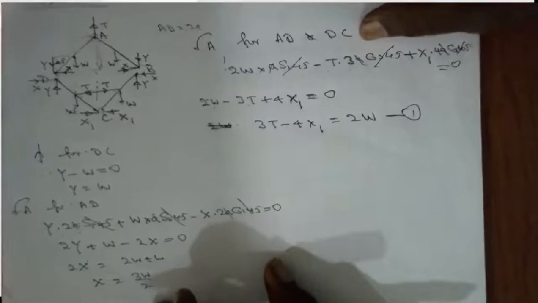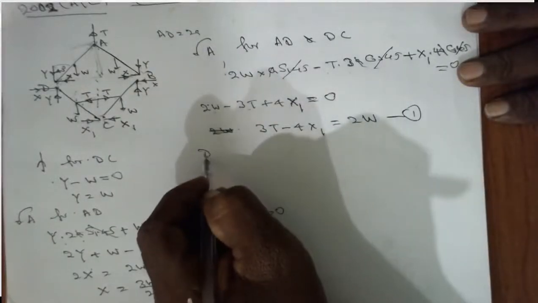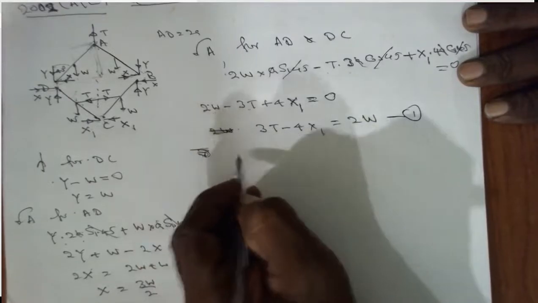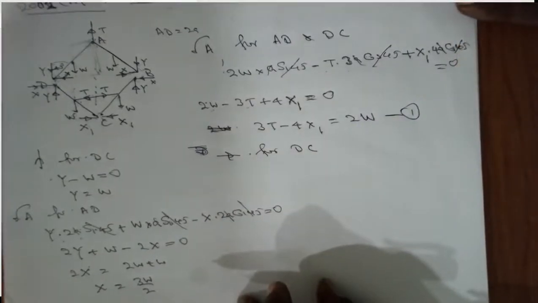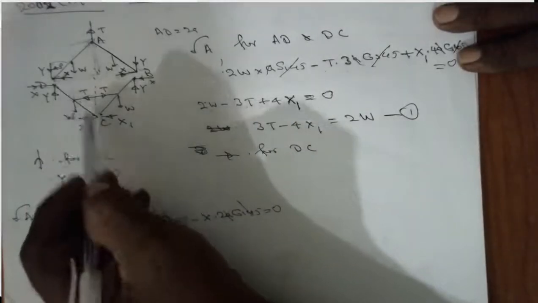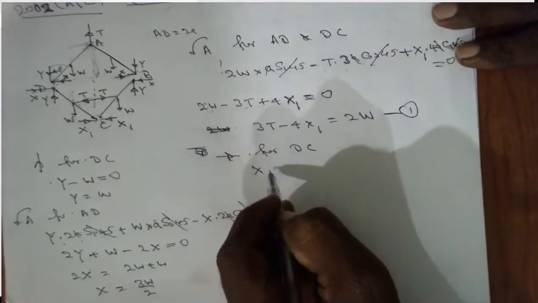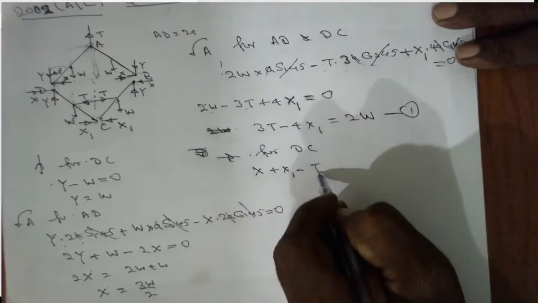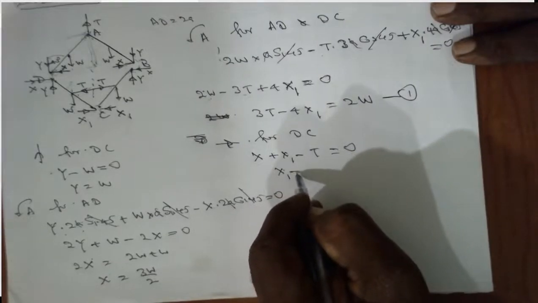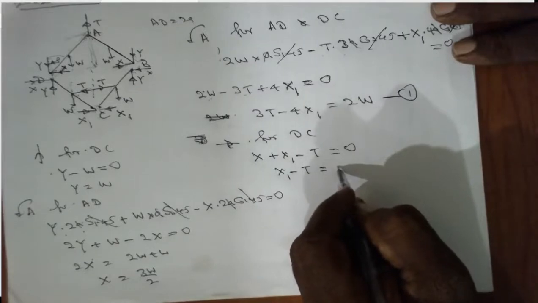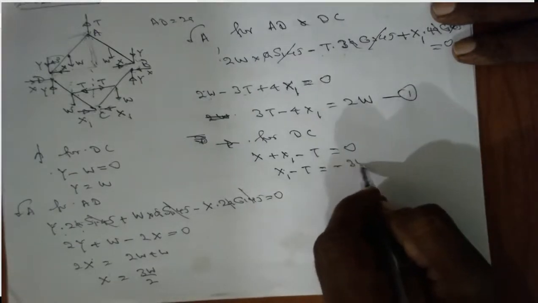So you need another equation to find T. You can resolve in this direction for DC. So you can have another equation. Right? Horizontal. So you can consider horizontal forces for DC. Right? That is X plus X1 minus T equals 0. So now you have X1 minus T equals minus X, that is minus 3W by 2.